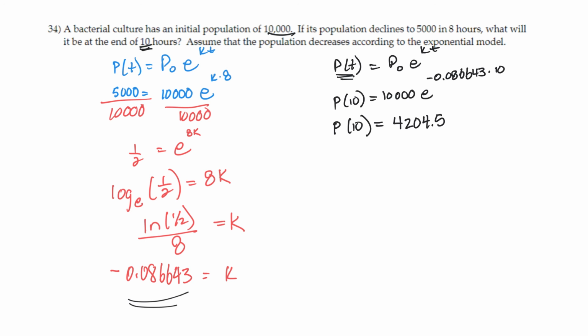And this would be a population, so that's how many of this bacteria there would be. So it's declining. Let's just see if it makes sense. It goes from 10,000 to 5,000 in 8 hours. So after 10, I should have less than that. And I have less than that, so that makes sense. Okay, those are 4 really good questions. Tough questions.